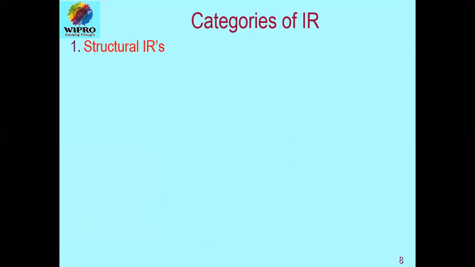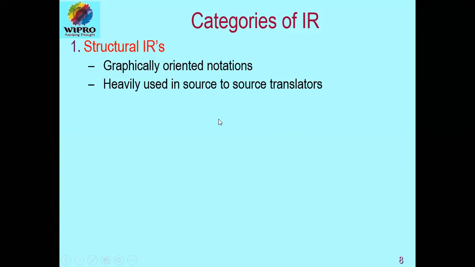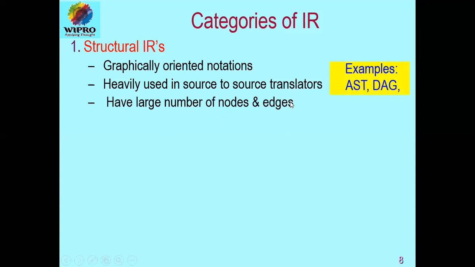The major important thing is that we need to have the categories of IR. This is the most important thing what we need to see. Structural IRs, which we have already seen, the abstract syntax tree, directed acyclic graph. All these things come into this category of structural IRs, which are represented graphically, right? Highly used in the source translations, have a large number of nodes and edges, like abstract syntax tree and DAG. This is as simple as that, which you have already seen.